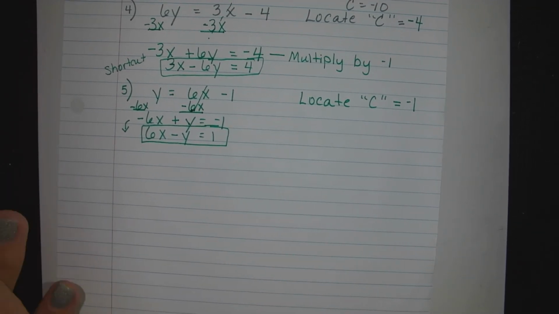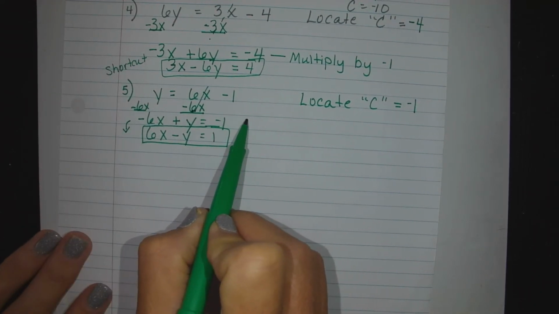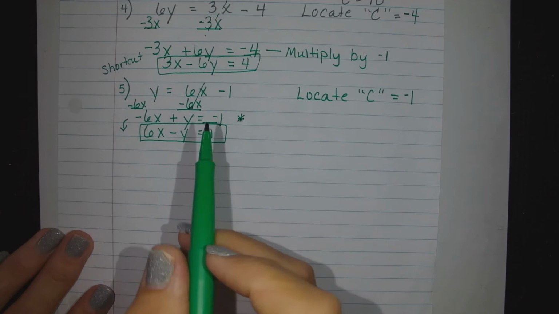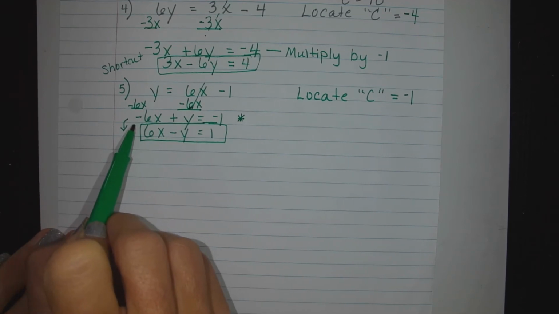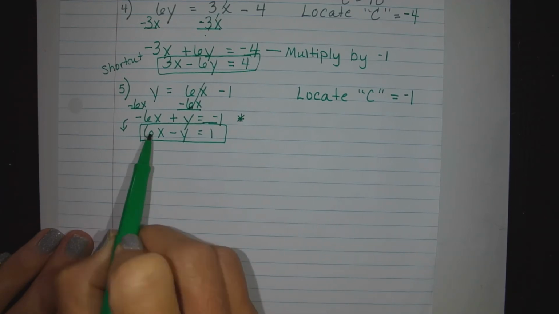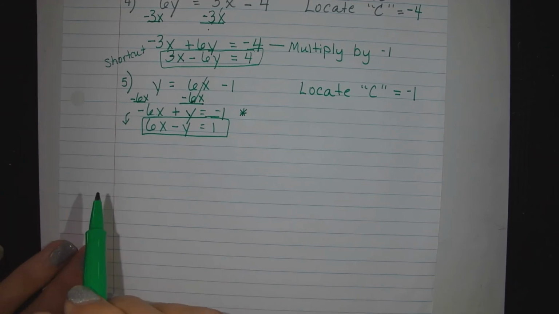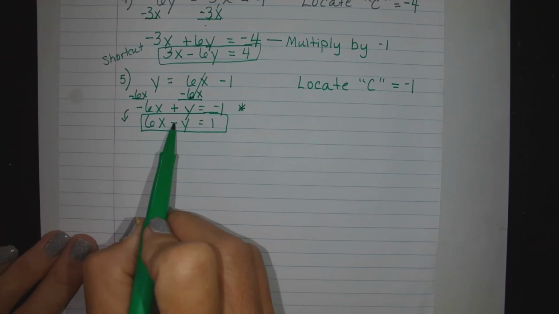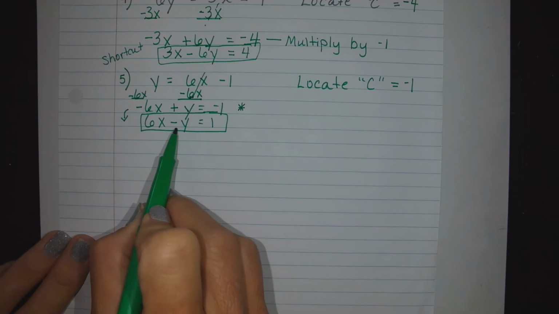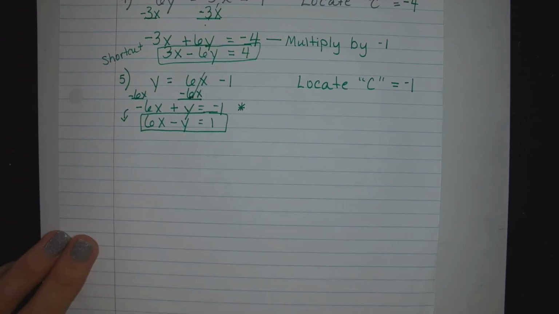Wait, so the final answer wouldn't be 6x plus y equals 1? No, because here's where we ended, right? But A cannot be negative. So you have to change the sign of every single term. Why isn't it 6x plus negative y equals 1? It can be. 6x plus negative, that's fine. What's understood to be in front of the y? -1. Okay, so if that helps you, that's perfectly fine.